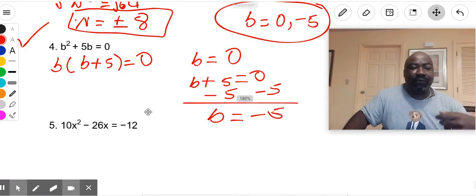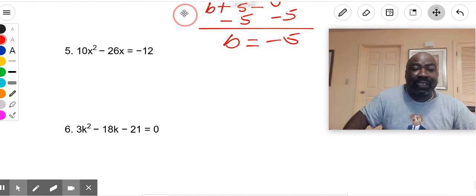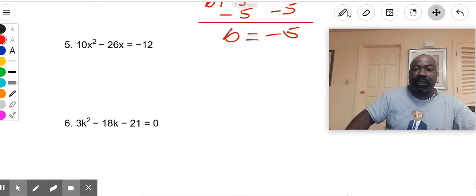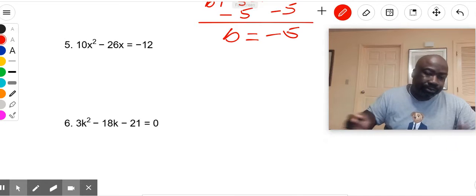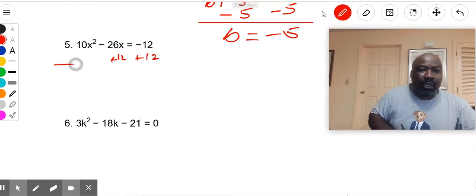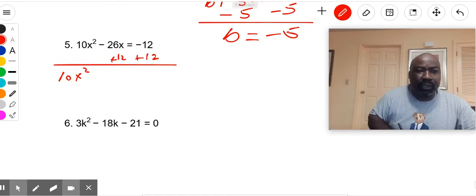Let's go to the next one right here. Now we take a look at 5 right here. 5 is not in standard form. We got to do some things. We got to massage it and make sure that we get it over. So we add 12x to both sides. And just watch me through this. We have 10x squared minus 26x. Biggest mistake, sometimes people add 26 to 12, but you don't. You don't have an x term there. So then we have plus 12 right here equals 0.